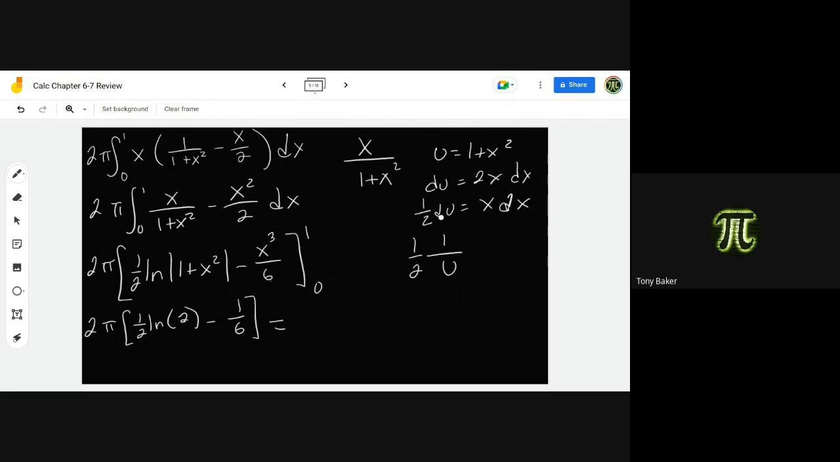Because it's 1/2 du, so that x became 1/2 du. Right. So now if we do our final step, you get pi ln of 2 minus pi over 3. Nope, you can leave it just like that. If you gave it to this decimal, it's fine. It's not the end of the world, but you could leave it like that.